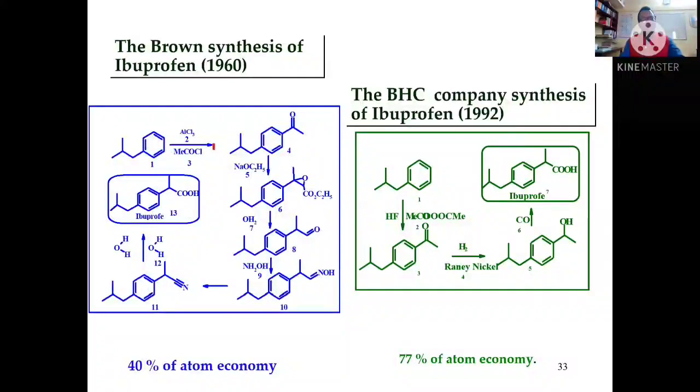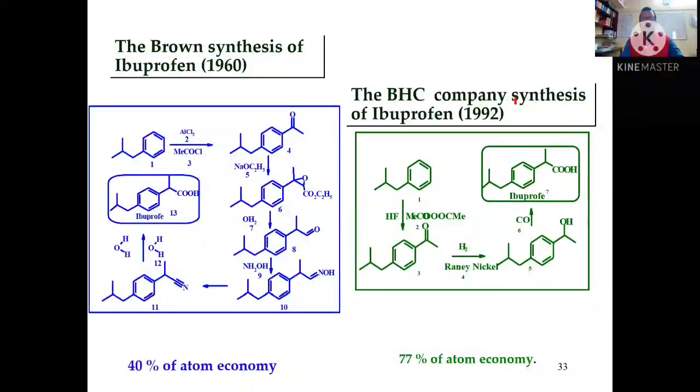You will be using more auxiliary substances like solvents, etc. Then there will be more energy needed. And also, as the number of steps increases, the waste generation will increase. So here there is only 40% atom economy. That means out of the total reactants which you are using, only 40% of the atoms are present in the product, and the remaining 60% is waste.